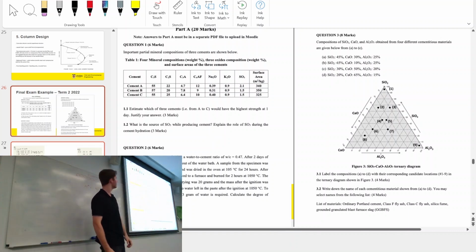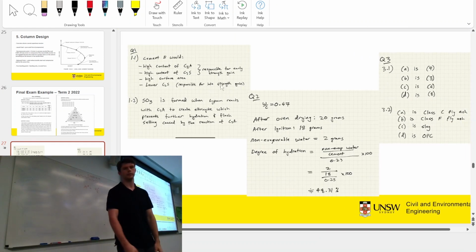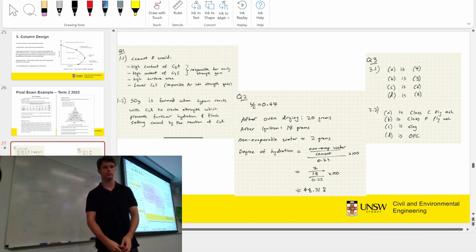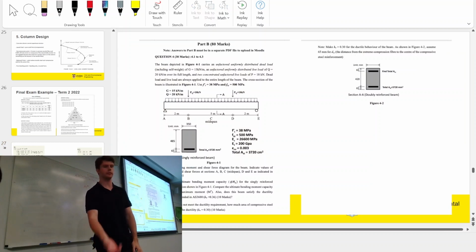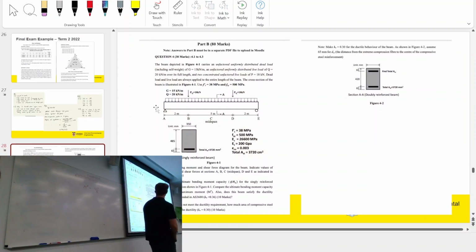Next one. Those are just the solutions as well, for the material stuff. So that's the solutions for the materials, and then you have this.